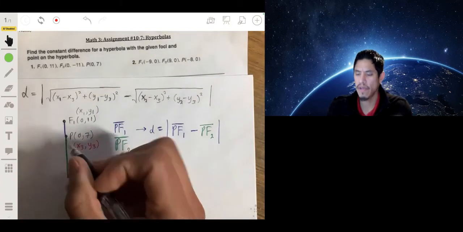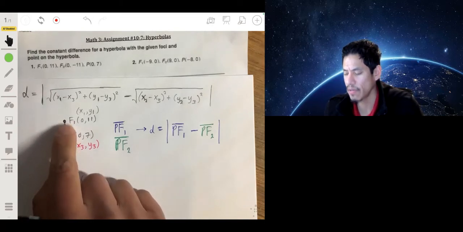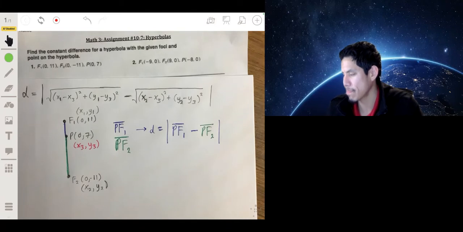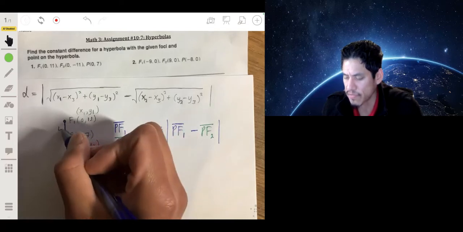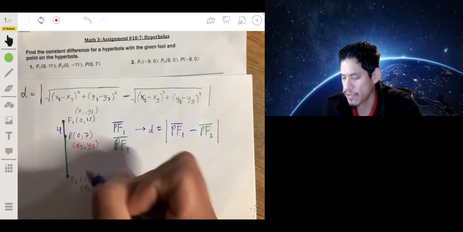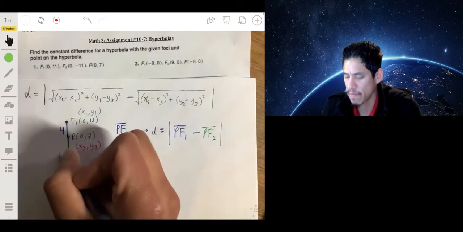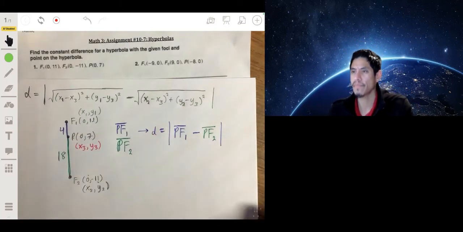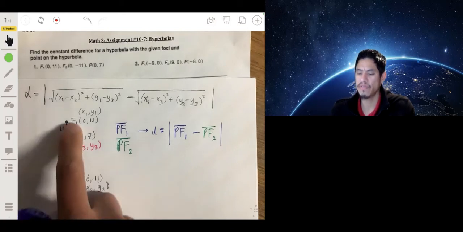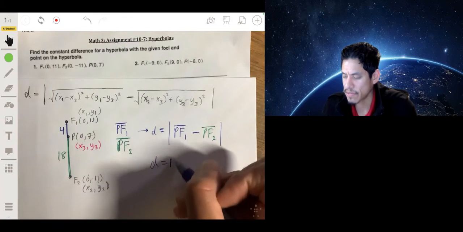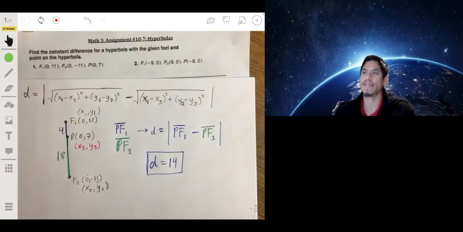Now the thing about this problem, these points are just on top of one another. So you can just find how long these lengths are by counting them. If you count from P to F1, we just go from 7 to 11, that's just 4. And then from P to F2, from 7 to negative 11, that's just going to be 18. So we could just do 18 minus 4 or 4 minus 18. Their difference is just 14. So that's just your answer. If you do the calculation, you would get that same value.